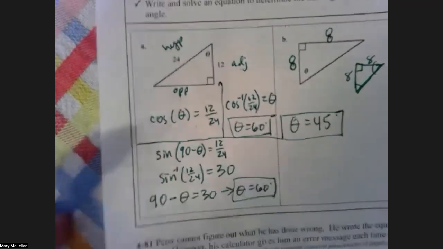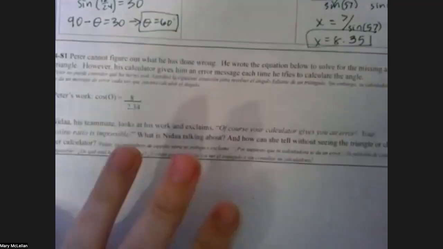Okay, next problem. Last problem. Woohoo! Full page problem. All right, Peter. Peter cannot figure out what he has done wrong. What have you done wrong, Peter? He wrote an equation below to solve for the missing angle of a triangle, but his calculator gives him an error message every time that he tries to calculate the angle.